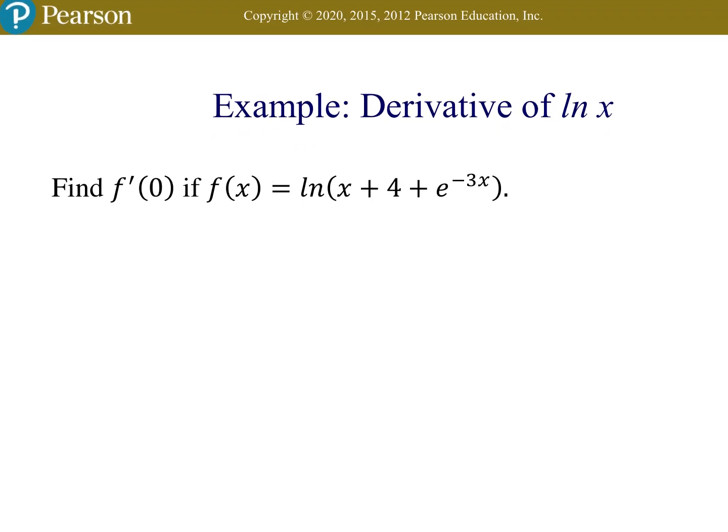All right, so here we're going to not just find the derivative, but find the value of the derivative at 0. So we're looking for what f prime of x might be. Okay, Joshua, why don't you take the f prime of x for this one? 1 over the quantity x plus 4 plus e to the negative 3x times e to the... Well, I need something else still down here.